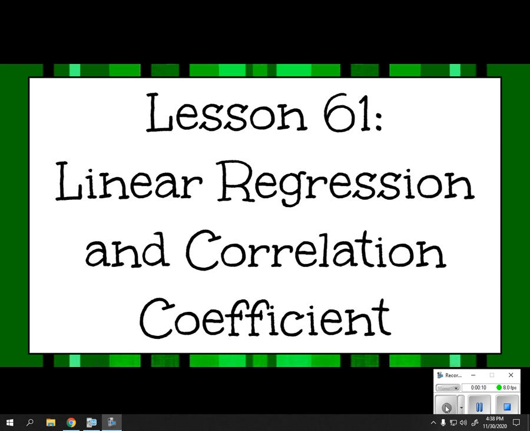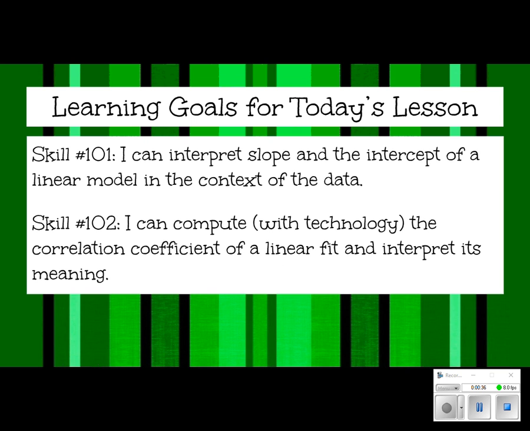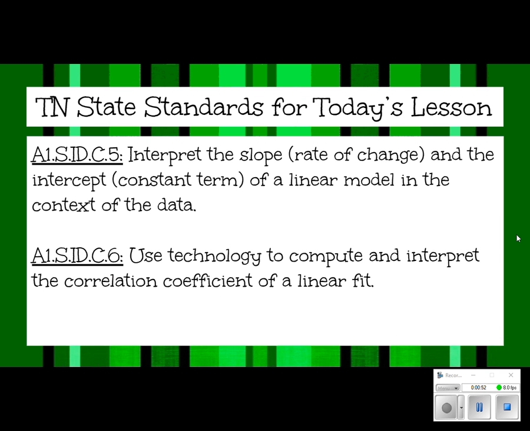So we're going to go back into the linear regression idea. We're going to look at what slope and y-intercept mean in the context of a real world situation, and then we're going to look at this correlation coefficient and see what it can tell us. Okay, so the skills for today: we are going to interpret slope and intercept from a linear model in the context of the data, and compute with technology the correlation coefficient of a linear fit and interpret its meaning. And those are basically our standards for today.